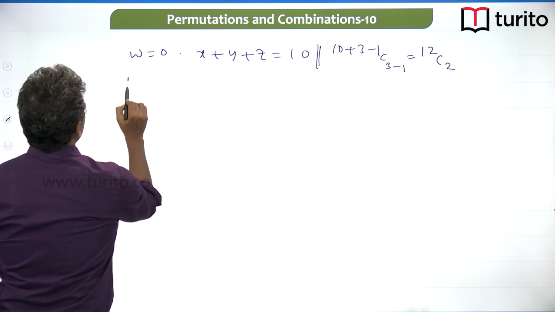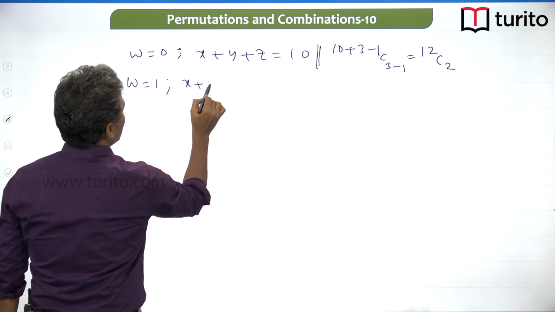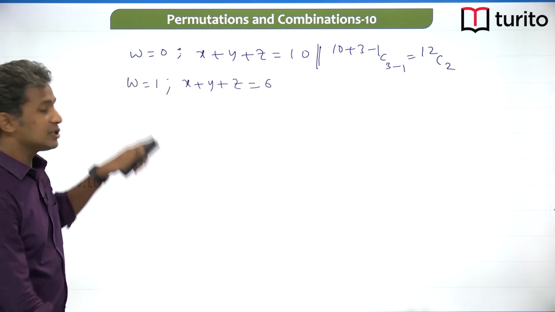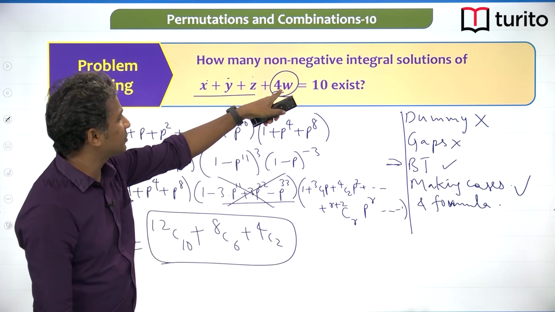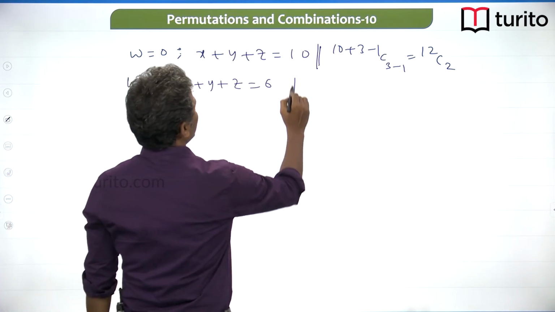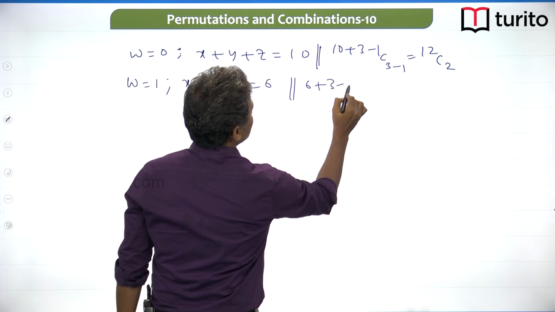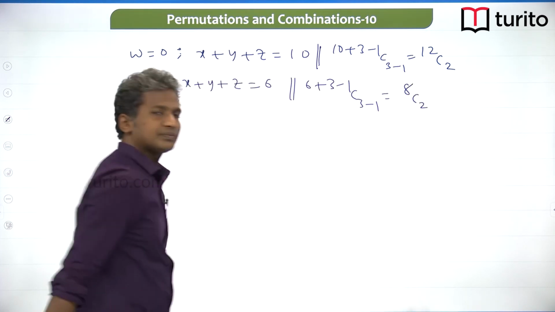Now let's say w is equal to 1. So this means x plus y plus z must be equal to 6, because the contribution of w is 4 times 1. If we subtract this from 10, only 6 is left. Now again when we apply the formula here, we will be getting 6 plus 3 minus 1 C 3 minus 1, which is 8C2.